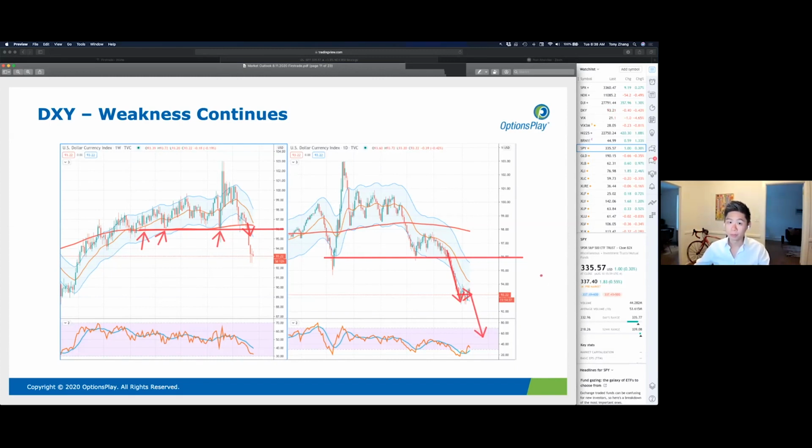This has ramifications for gold. This has ramifications for silver. Any of the commodities, we've seen the softs and the mining.